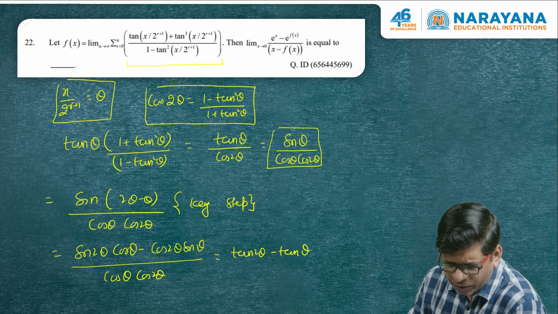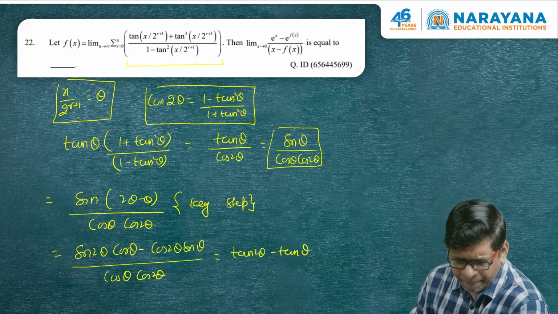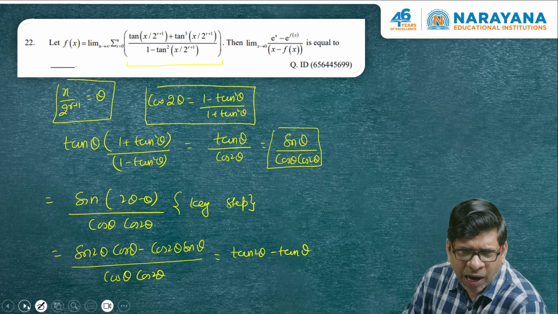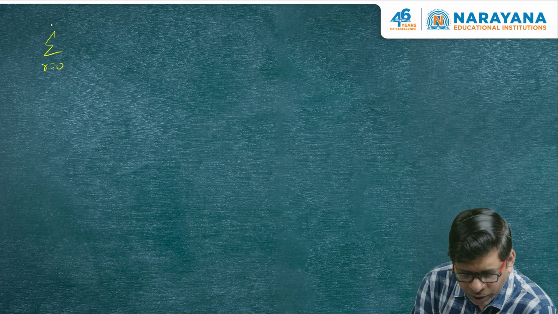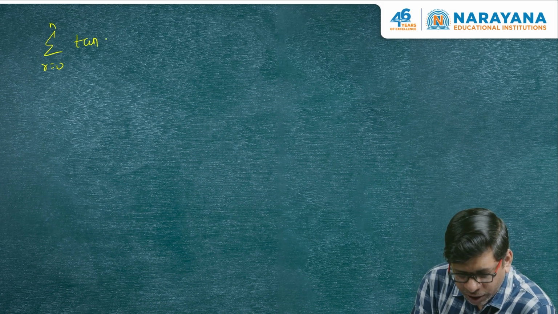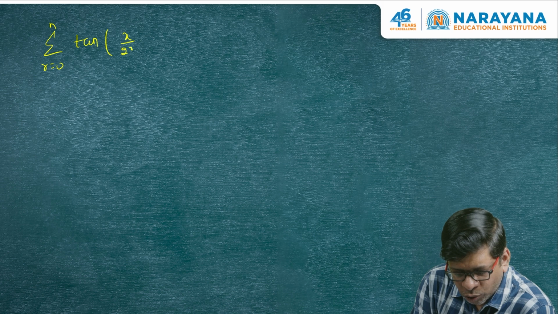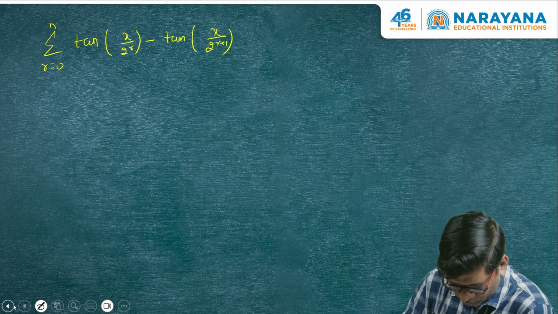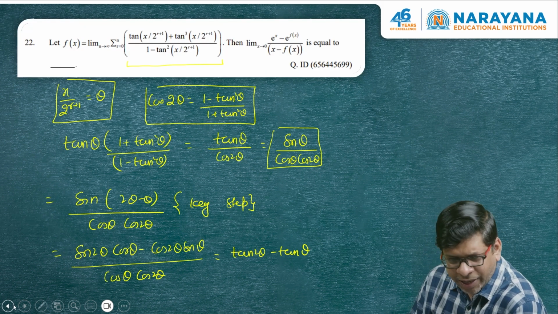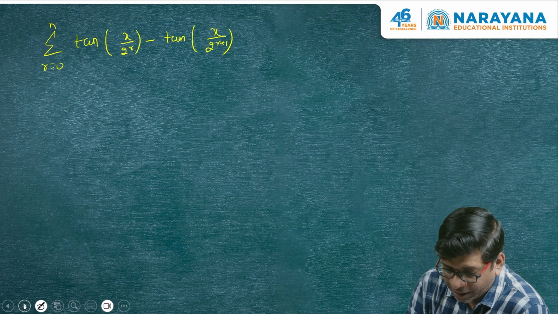Theta is also varying in a GP with a common ratio 1 by 2, or 2, anyhow we can say. Let us apply the summation. Summation r from 0 to n, tan 2 theta, 2 theta means x by 2 power r, minus tan theta, theta means x by 2 power r plus 1, as per the angle we have. Now you can observe it is a telescopic series.